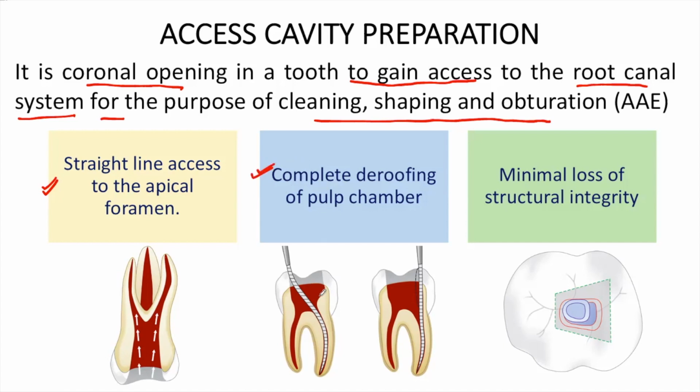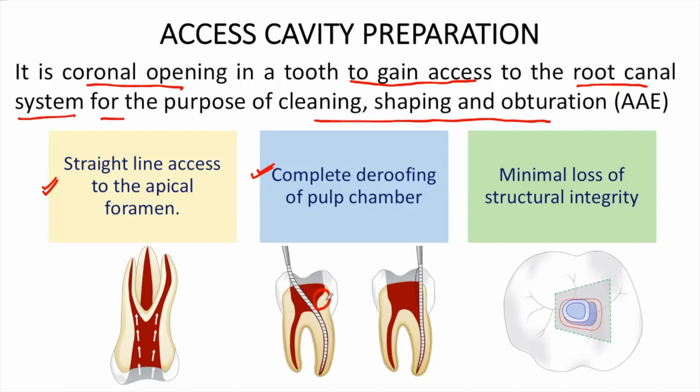Now, what is deroofing? For example, you can see in this image, this is incomplete access cavity preparation with a dentine shoulder, which is obstructing the entry of the instrument into the canal. So if it's there, it will cause obstruction of the instrument while going into the canal. It will prevent the straight line access to the orifice. It will cause difficulty in locating the canal orifices.